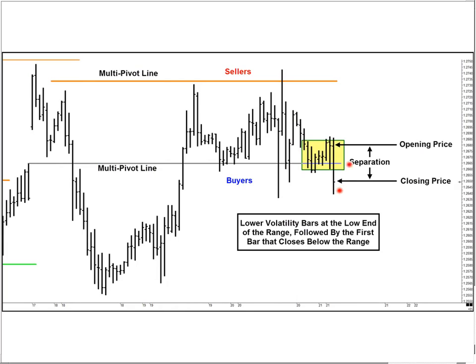Tony, I like this. When I see bars like this, I put my hands in my pockets. Good. And that's something we used to say on the floor at the CME: time to put your hands in your pockets, because you don't want somebody next to you putting their hands in your pocket, taking the money that you work so hard for.